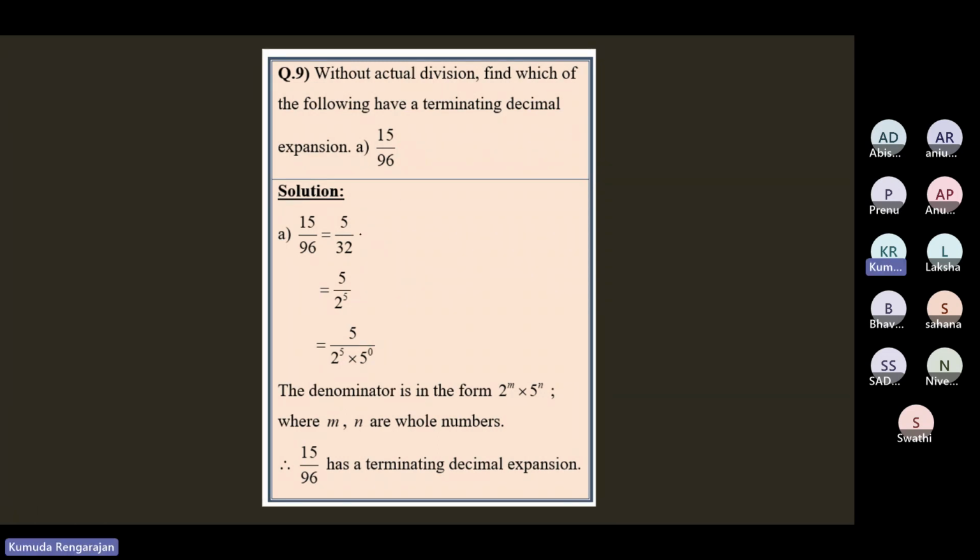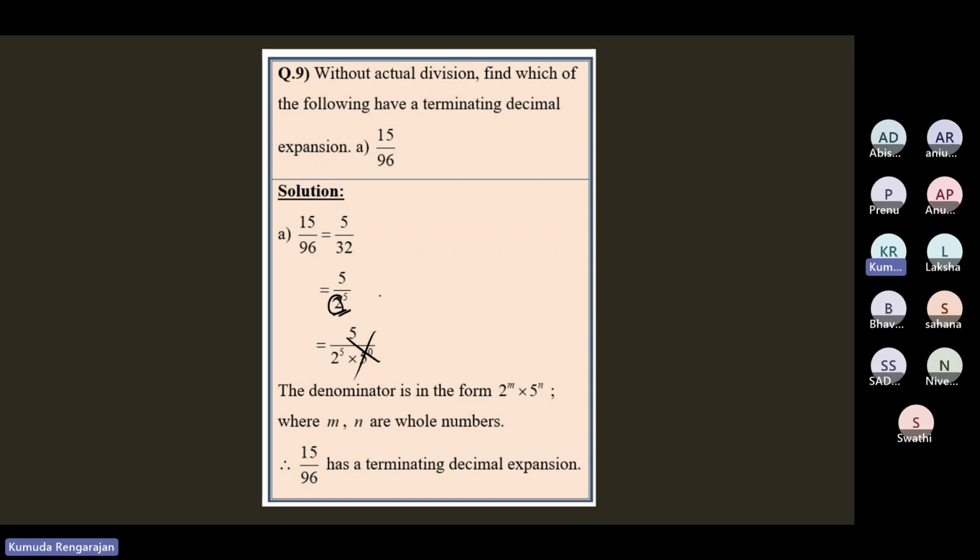Step 1, simplify 5 by 32. Step 2, prime factorization, 2 to the power 5. Step 3, 2 to the power 5 into, what is not there? 5 is not there, so 5 to the power 0. It's okay if you don't write the steps also. I normally write it, but you can conclude here itself. So the denominator has only 2 as a prime factor.